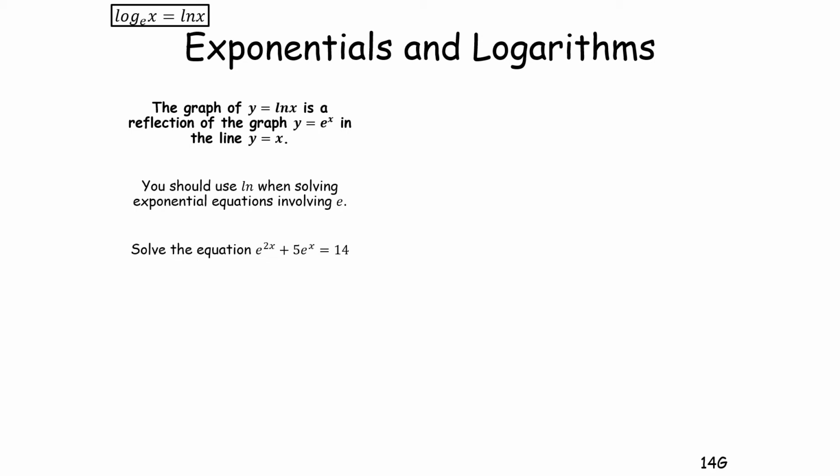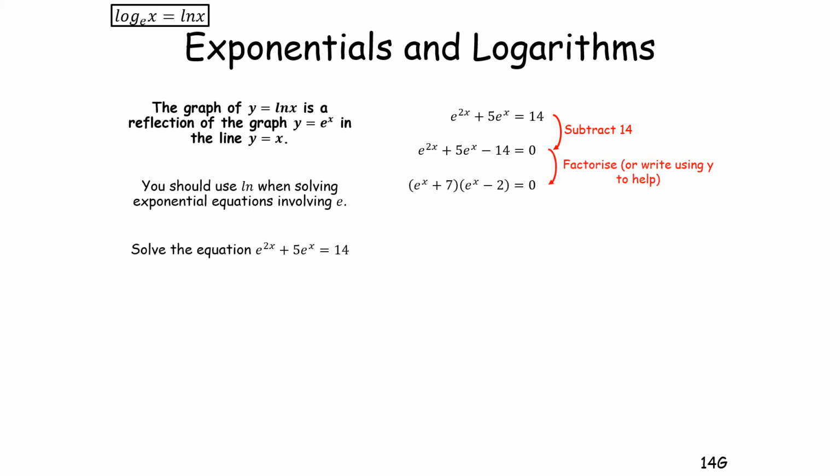Okay, so let's have a look at this one. So first thing we could do is subtract 14. So we get something that looks like a hidden quadratic. And we could simply factorize this, because if you look at e to the power of 2x and e to the power of x, you could take e to the x plus 7 and then e to the x minus 2. It's very similar to thinking about a quadratic.